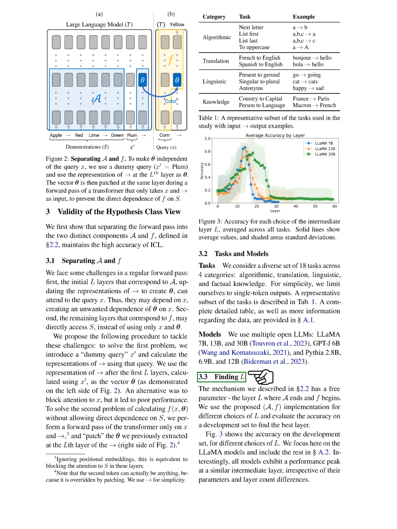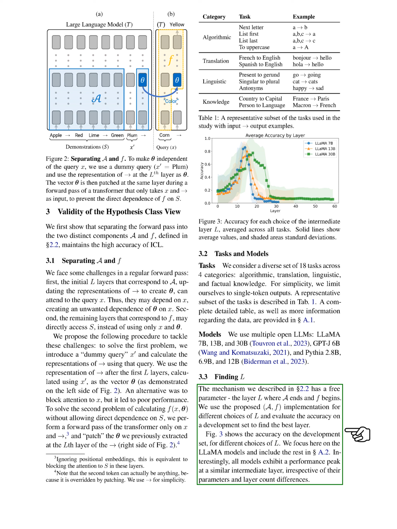Section: Finding. In the section we're discussing, we're looking at a mechanism we've previously described. This mechanism has a variable element, which we'll call layer L. This is the point where one part of the mechanism, which we'll call A, ends and another part, F, begins. We've tested this mechanism with different values for L to see which one works best. We've done this by measuring the accuracy of the mechanism on a development set.